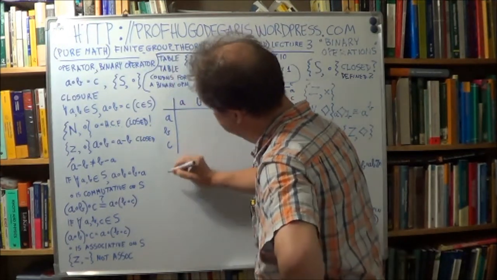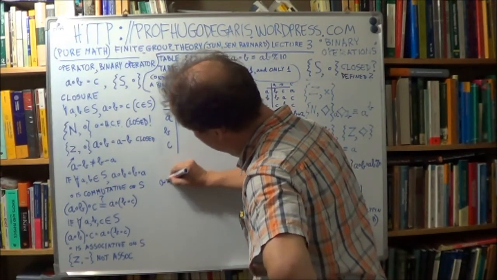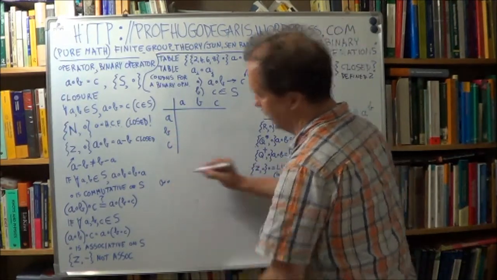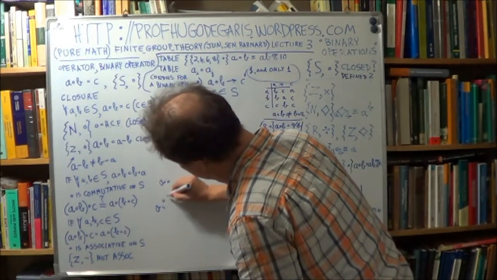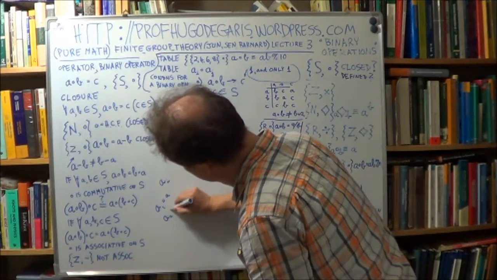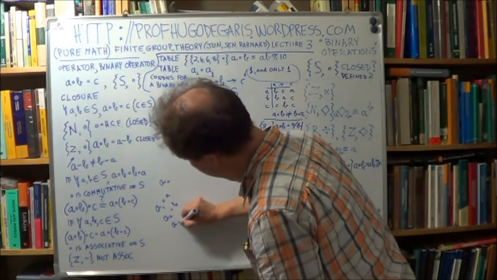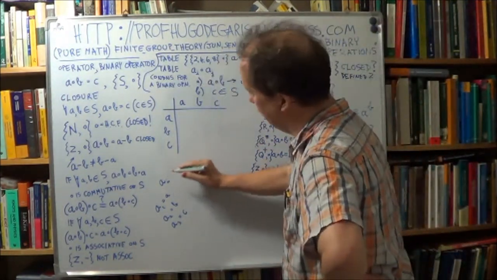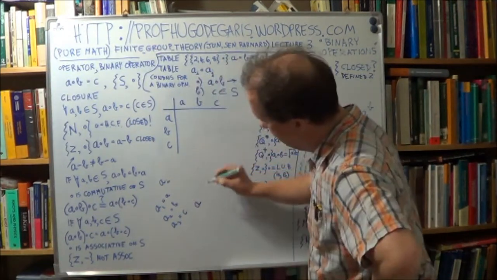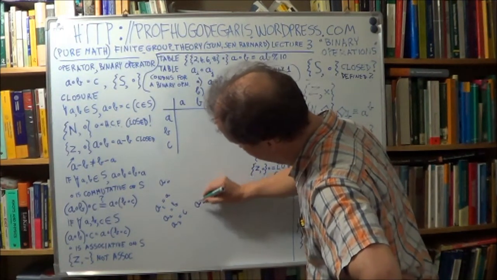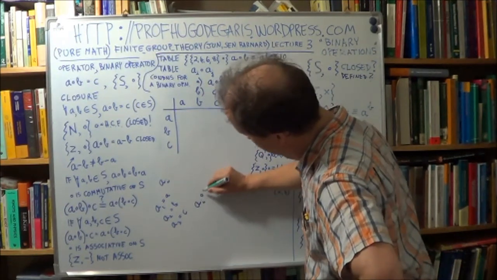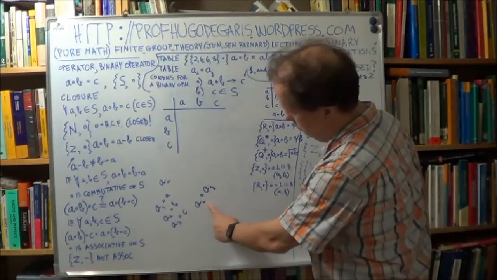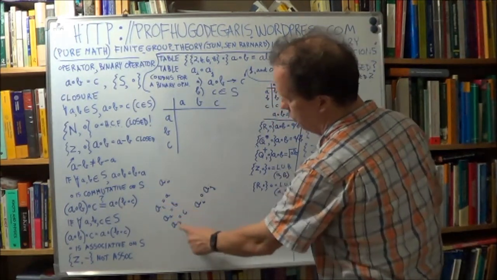Let me generically write down these three elements as A_i. So, for example, A1 would be A, A2 would be B, A3 would be C. For all possible ordered pairs, binary operations on them would be something like this: A_i, binary operator, A_j. Now, i can be 1, 2, or 3, and j can be 1, 2, or 3.